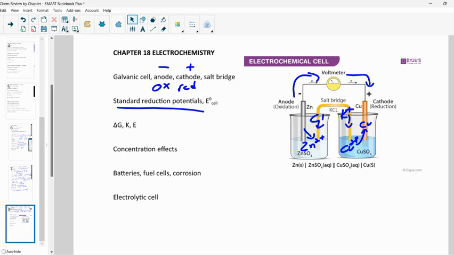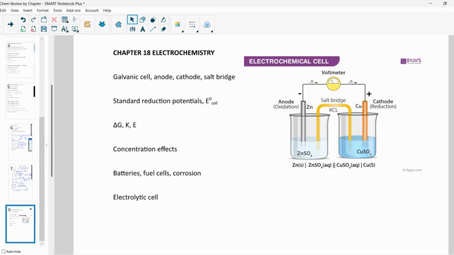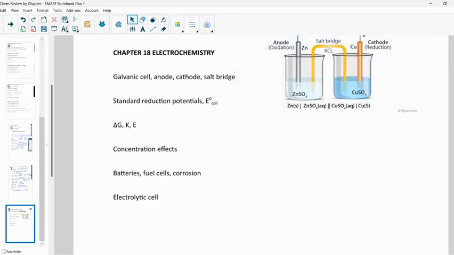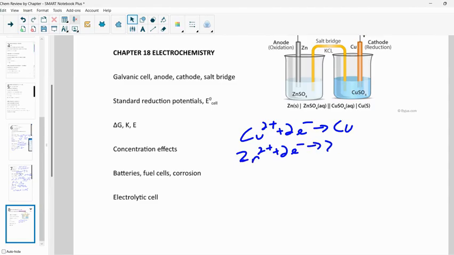We've been given equations, standard reduction potential. So if we're thinking about this particular equation here, standard reduction potential would look something like this. We would have Cu2+ plus 2 electrons yields Cu. This is what they would give us, these equations. It's standard reduction potential, meaning both of these equations show reduction occurring, right? We're adding electrons to our ions to produce those solids.